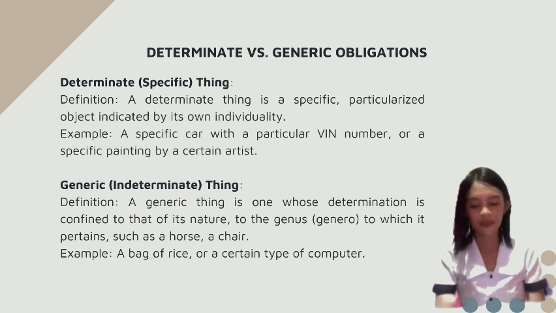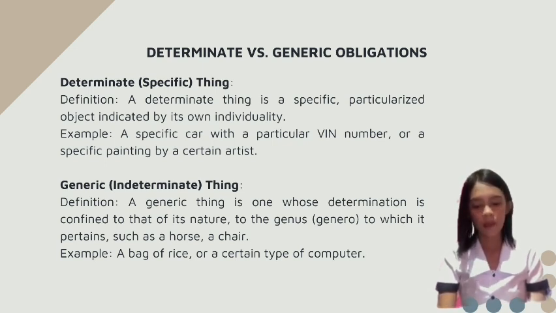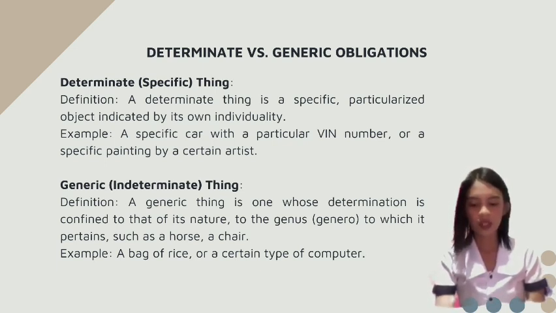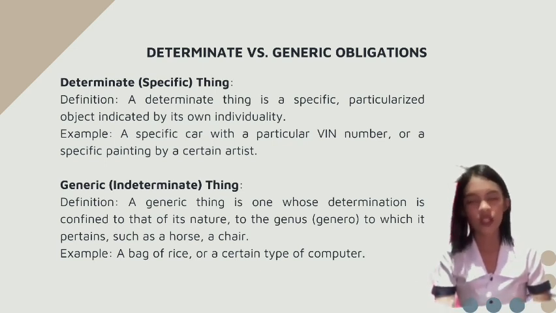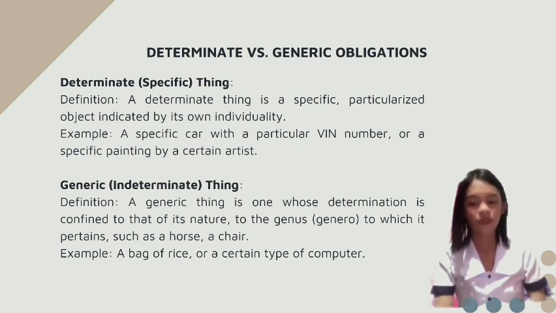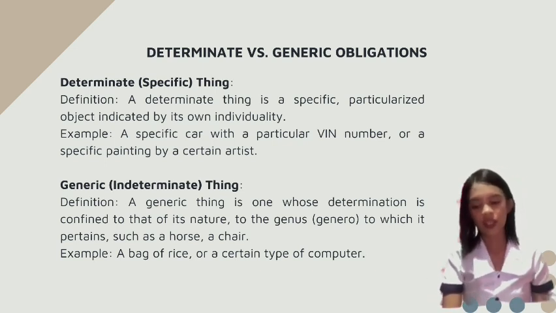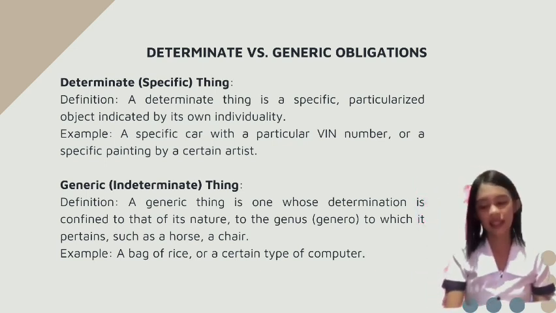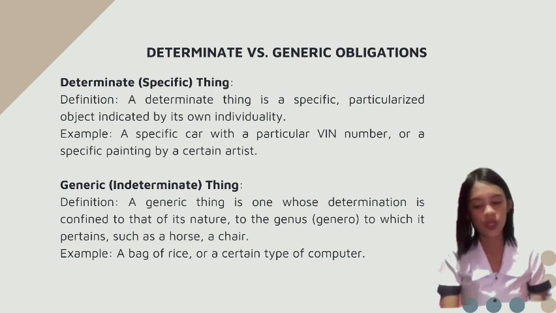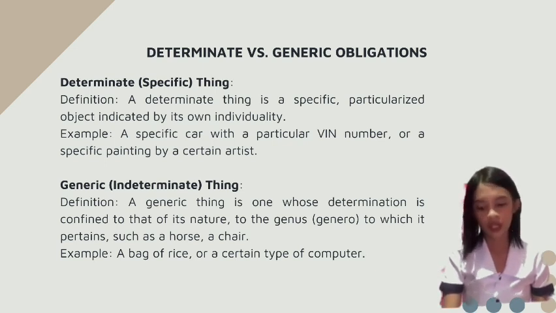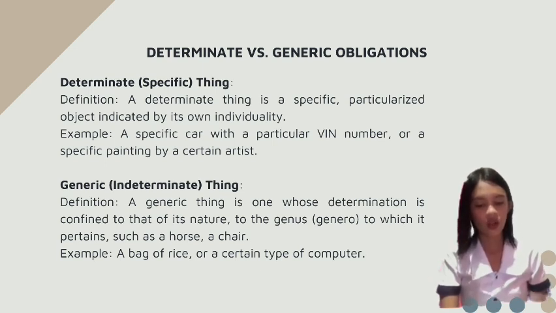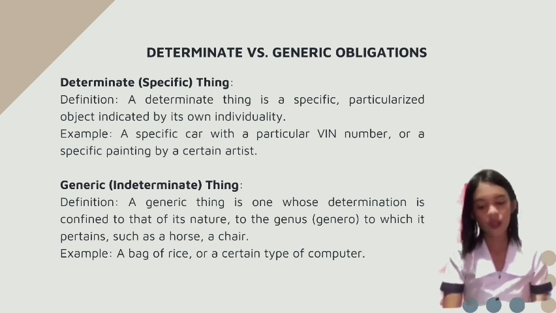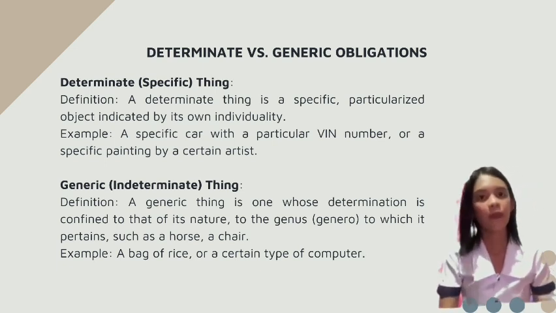Determinate, specific thing. A determinate thing is a specific, particularized object indicated by its own individuality. Example, a specific car with a particular VIN number or a specific painting by a certain artist. That is the example of a determinate, specific thing. A generic, indeterminate thing is one whose determination is confined to that of its nature, to the genus to which it pertains, such as a horse, a chair. Example of this is a bag of rice or a certain type of computer.